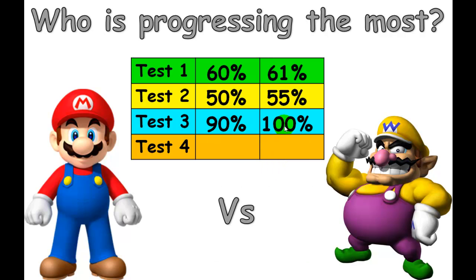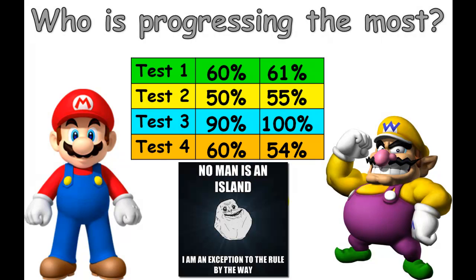The third test, it looks like they've jumped forwards enormously. And on the fourth test, finally, Mario gets to beat Wario, right? But it looks like Wario's gone backwards, and Mario has stayed the same compared to his first test. But that's not the whole story. Tests are not completed in isolation, and this needs to be taken into account when reporting on test results.